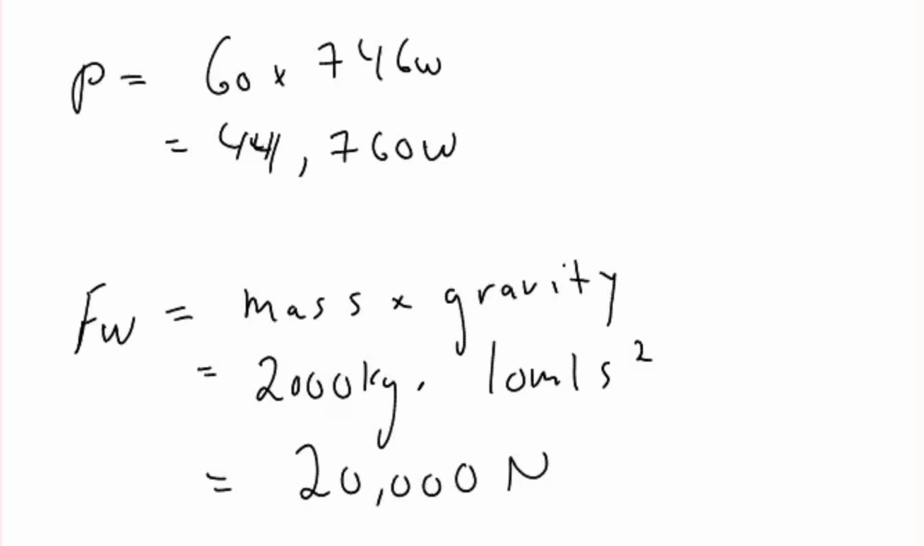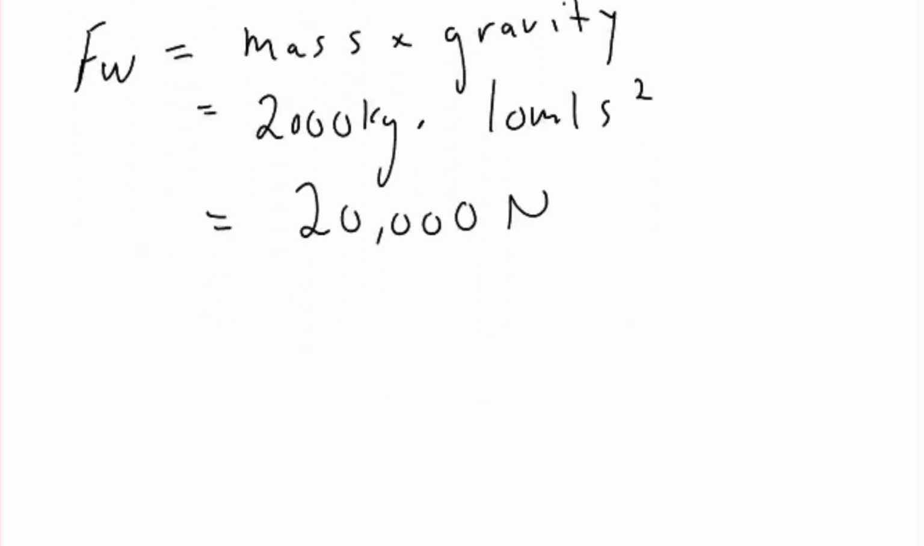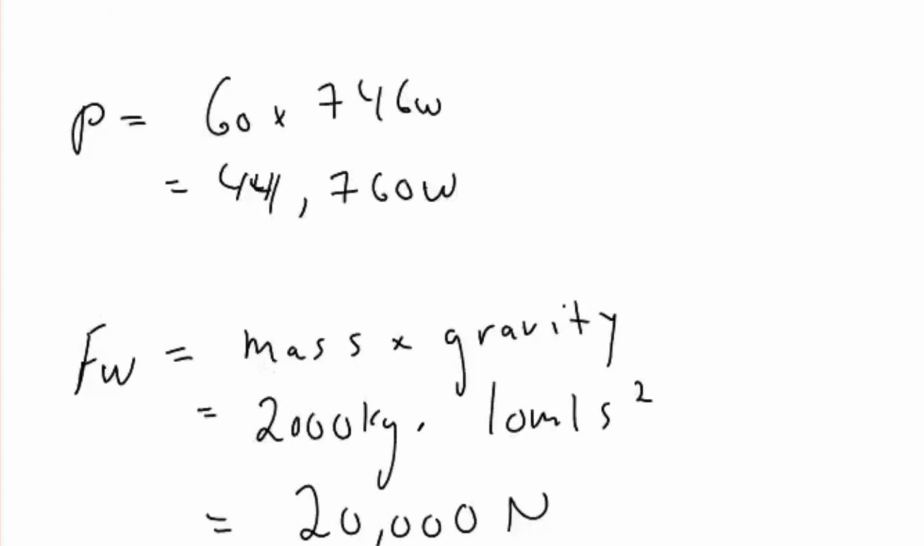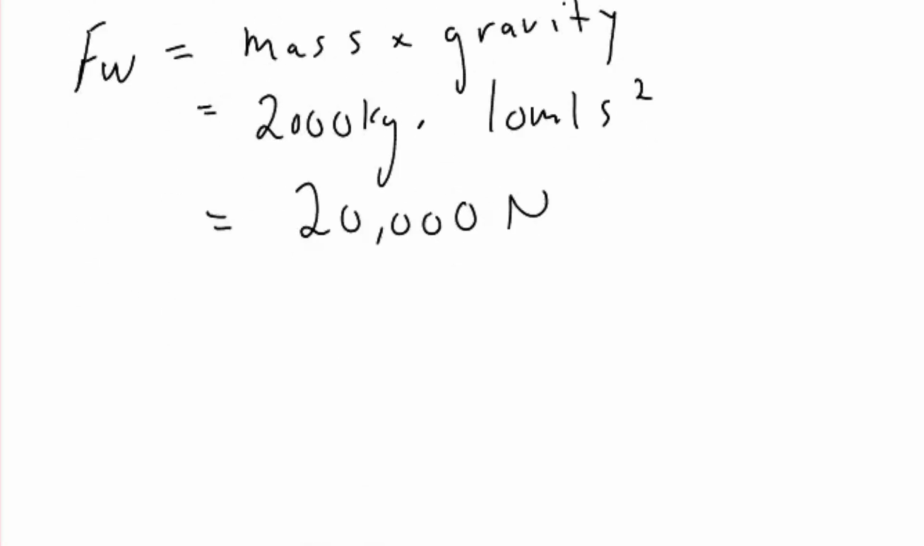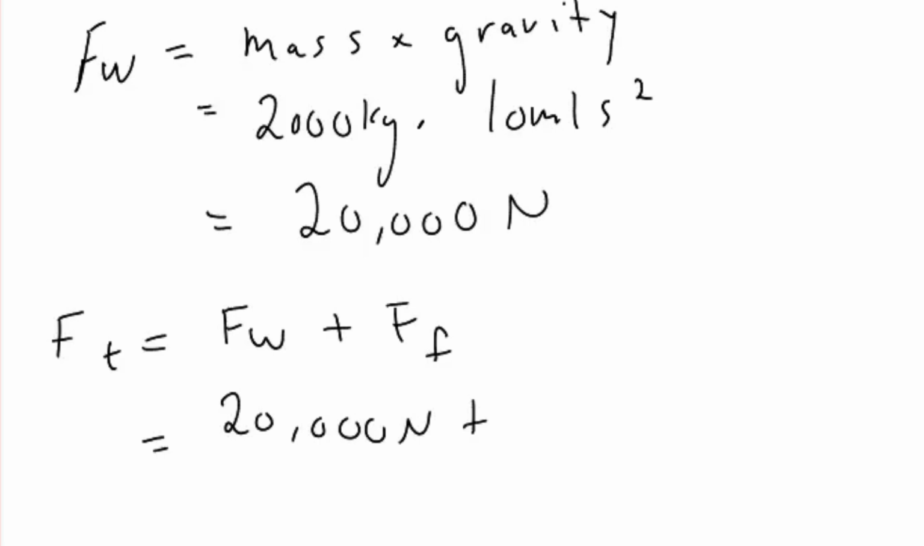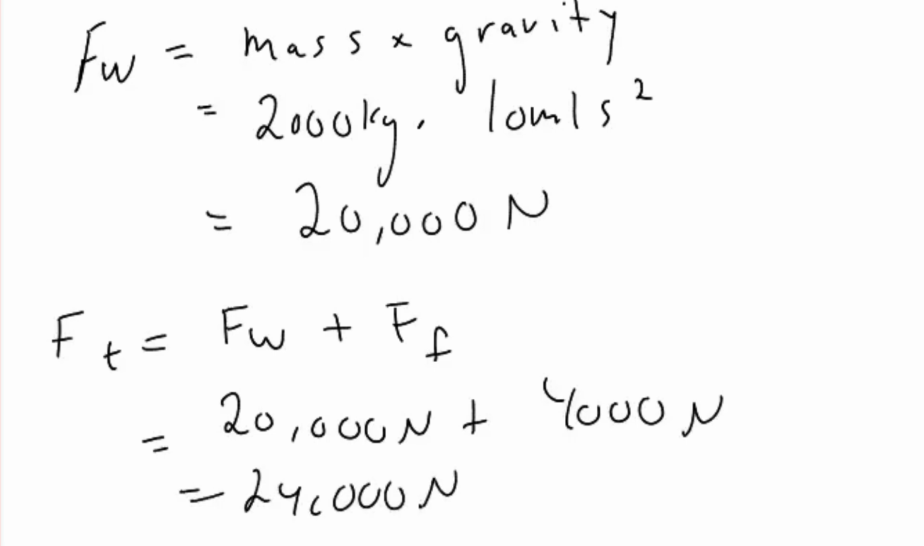Alright, what do we do now? We're not done with our forces yet, because we have one more thing to look at, and that is the frictional force. Our total force is going to be equal to the weight force plus the frictional force. Not subtracting, but adding them together. So it's 20,000 newtons plus my frictional force of 4,000 newtons, which gives 24,000 newtons. So that's my total force.